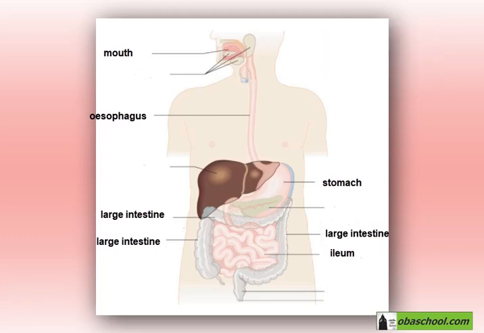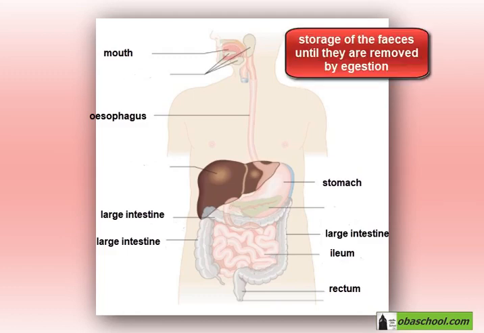And finally, we have the rectum. The rectum is the final section of the intestines. The feces are stored in the rectum and removed periodically through the anus in a process called egestion.